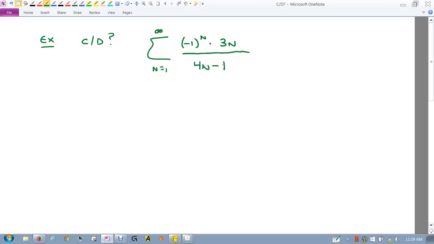All right, this is a good example here. Converge or diverge? I'm going to work through this one and show you a little bit of a dangerous situation, all right, on purpose.